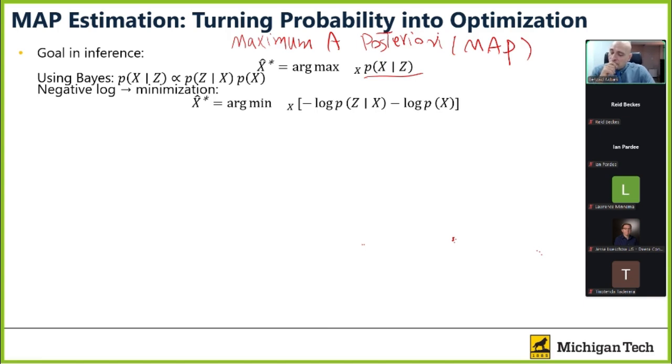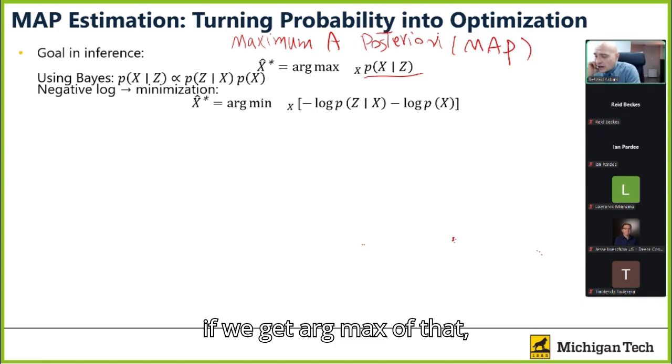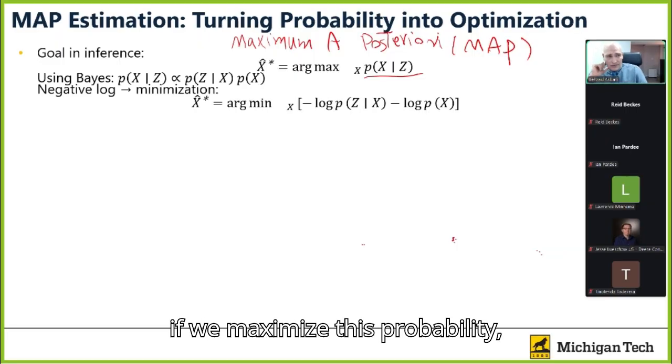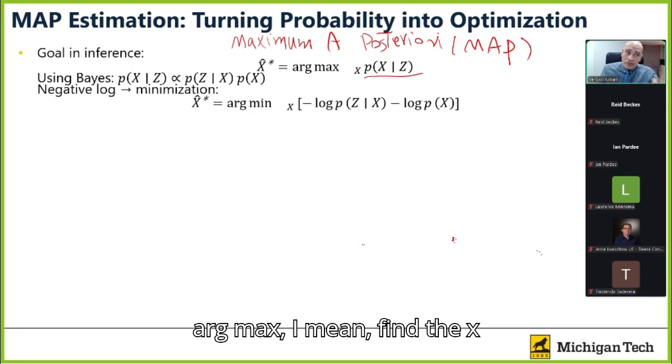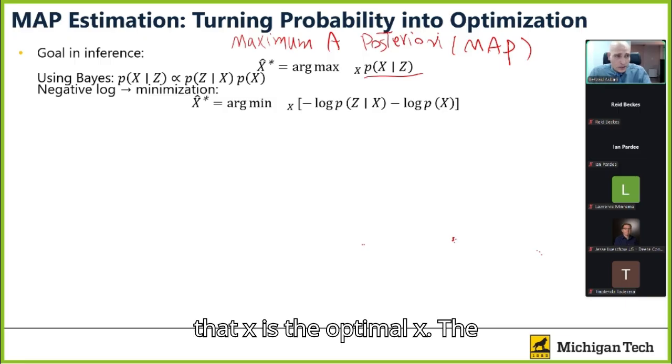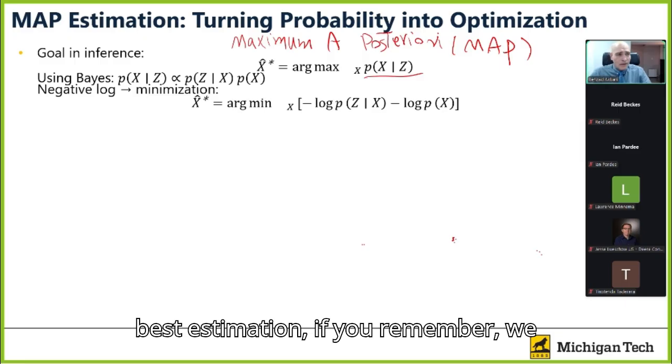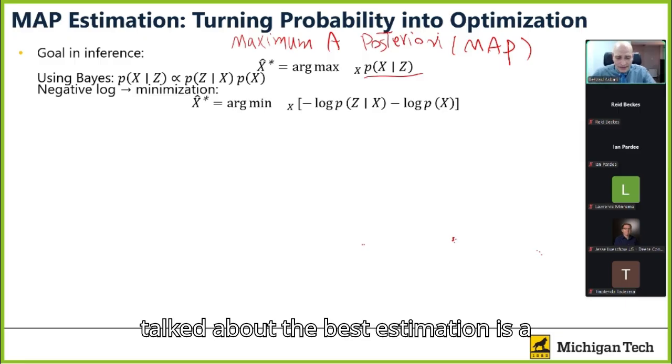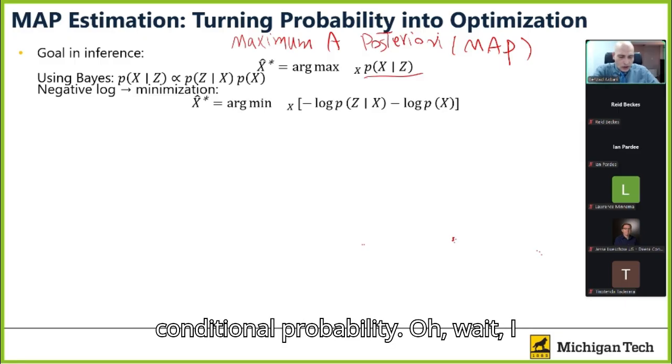And if we get argmax of that, if we maximize this probability, argmax, I mean find the x that maximizes this probability, so that x is the optimal x, the best estimation. If you remember, we talked about that, the best estimation is a conditional probability.